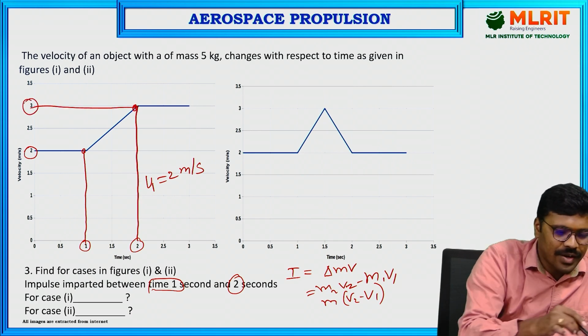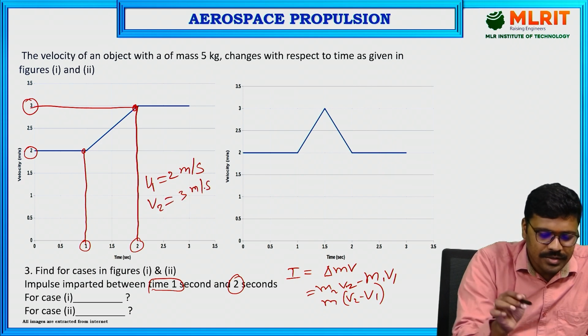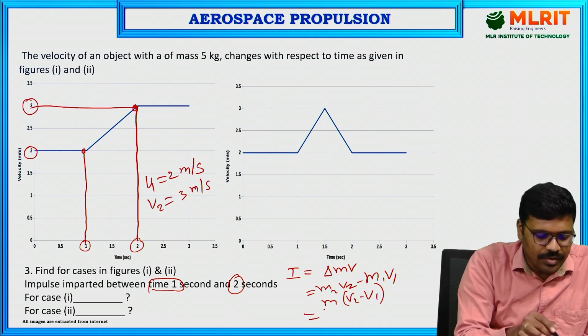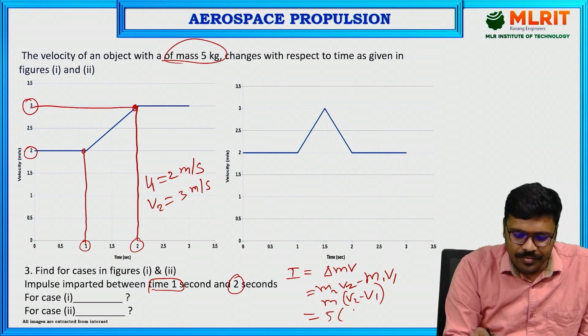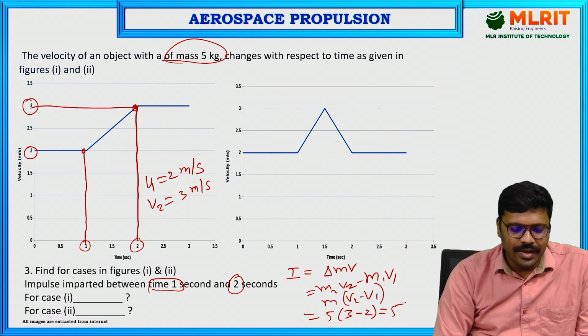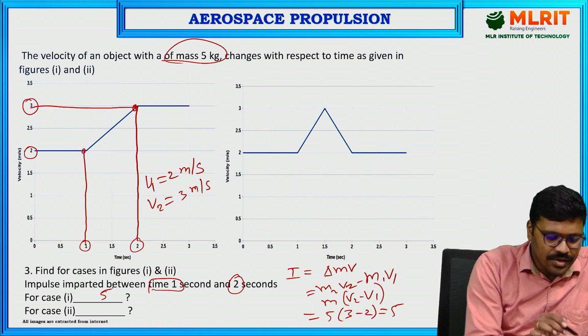So I have found that v2 is equal to 3 meters per second. So if I substitute, mass is equal to how much? Mass is given as 5 kg. So 5 into 3 minus 2. So I will get 5. I will get the answer as 5 in the first case. So the answer is 5 here.